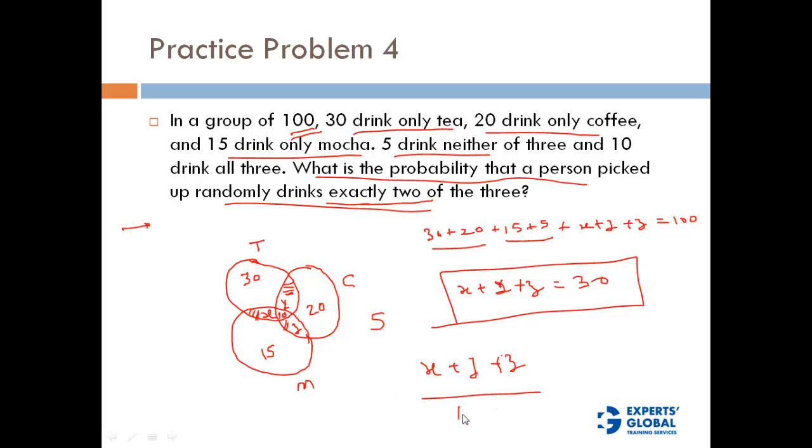Out of that, this is the number of guys out of 100, correct? So we are basically looking at this probability. So that is going to be X plus Y plus Z divided by 100. That is going to be 30 divided by 100 equal to 30%. So there is 30% probability that a person picked at random drinks exactly 2 of the 3.